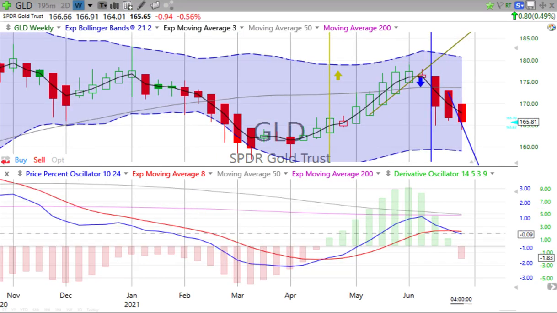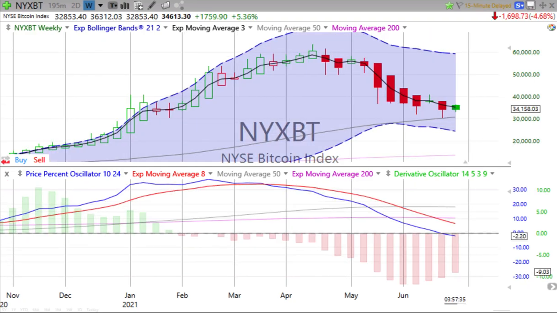Let's leave gold and go to Bitcoin. Down for the day, up yesterday, it was up 5 point something percent. Well, it's down today 4.68%. And again, we just have that overhang and all that negative energy. Price percent oscillator heading down. Derivative oscillator negative, still quite negative, losing a little bit of downward momentum.